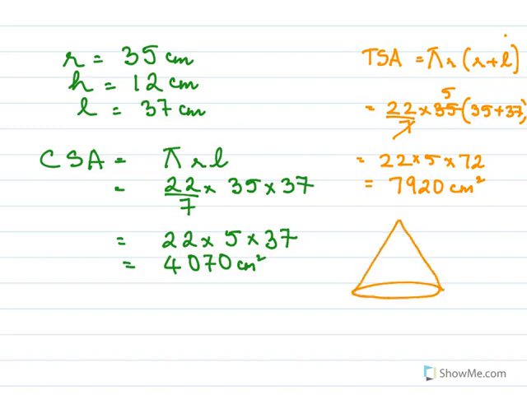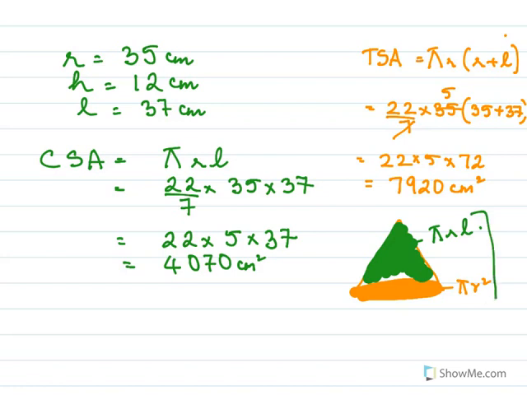TSA means it is the entire surface: this base, which is pi r square, the area of the base, plus this is the CSA, which we found as pi r l. If you add both, you get your TSA.